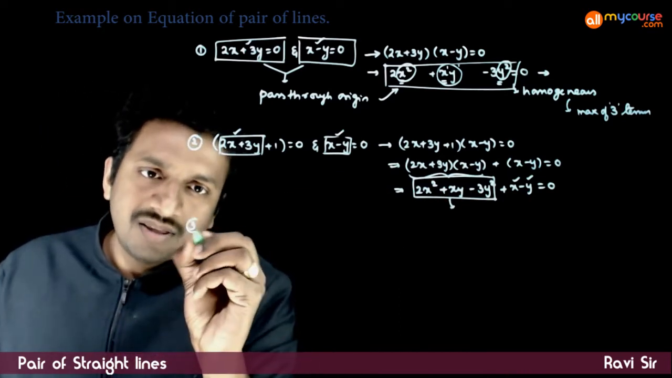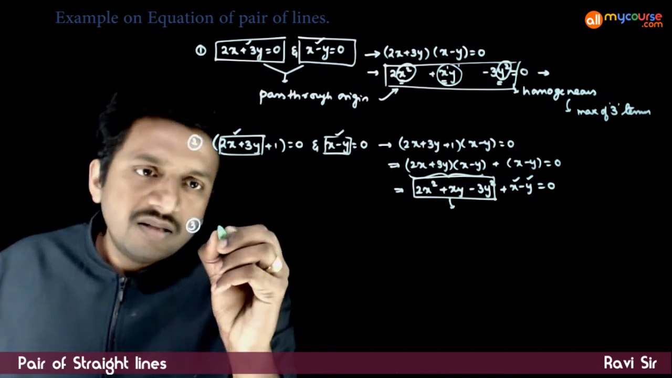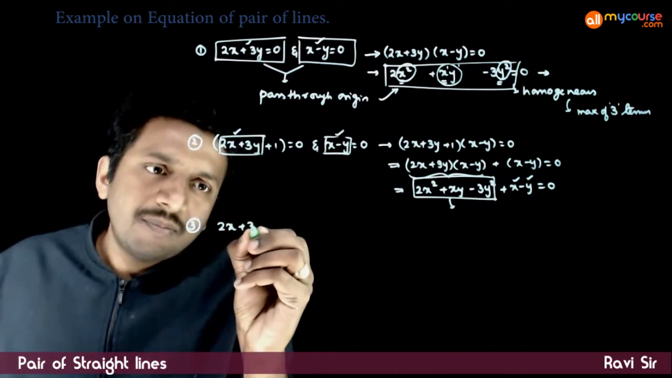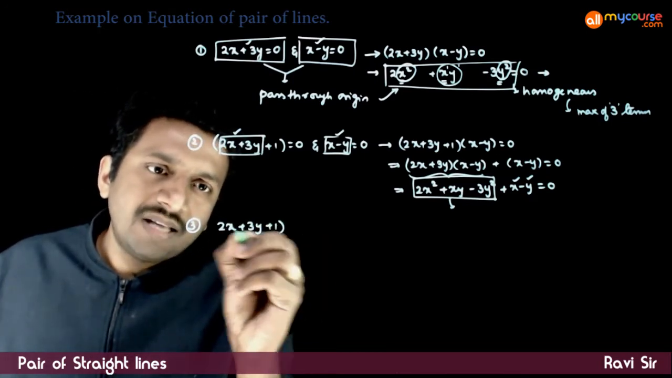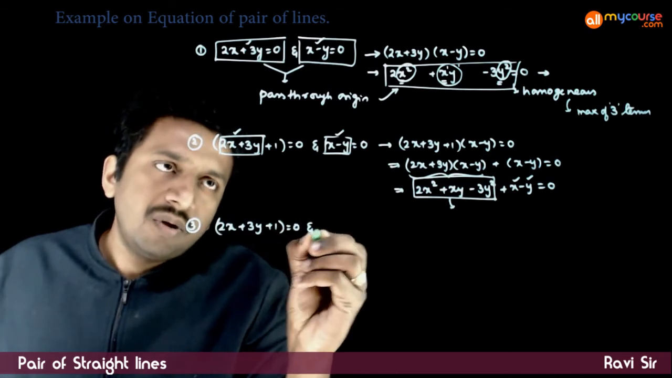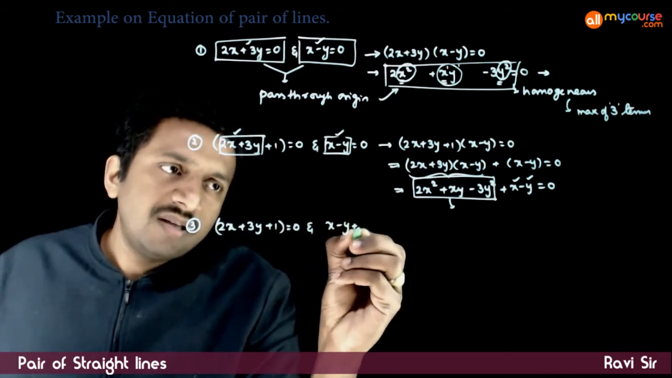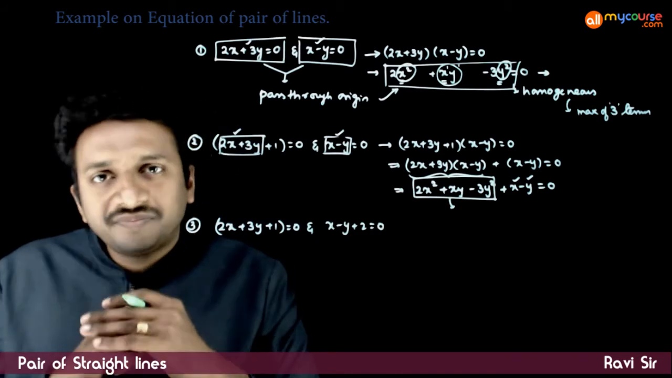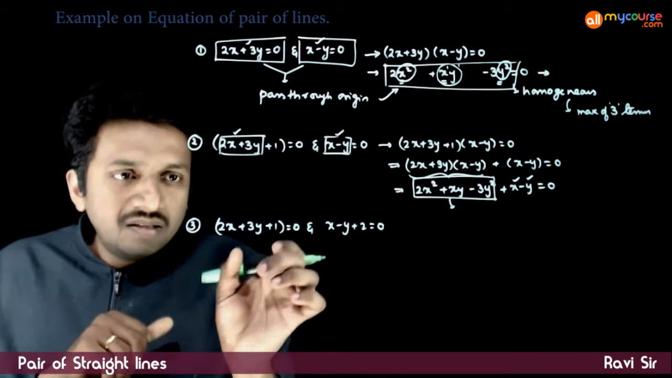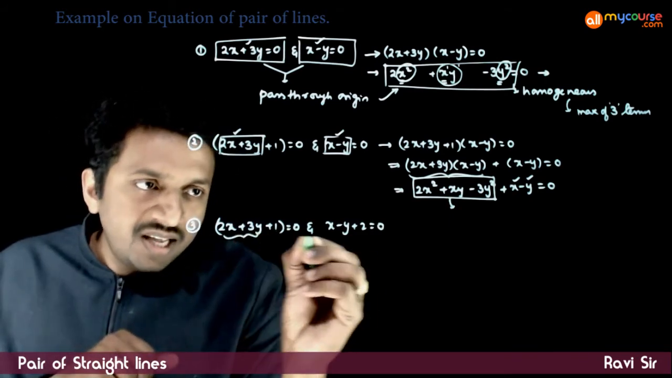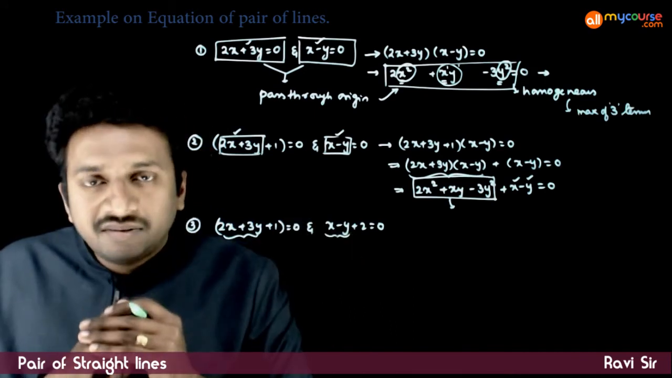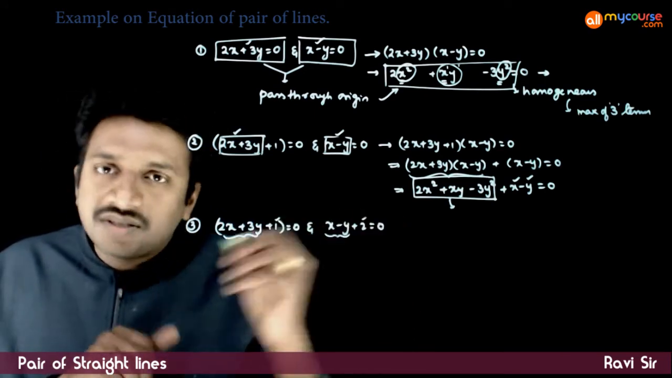Next, let's go to the third example. So we have 2x plus 3y plus 1 is equal to 0 and x minus y plus 2 is equal to 0. So again, I am keeping the linear part intact. I am just adding the constants.